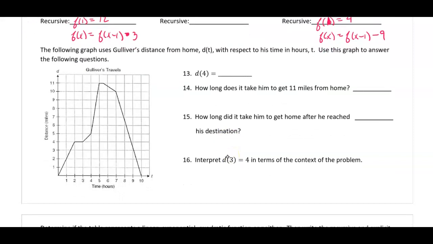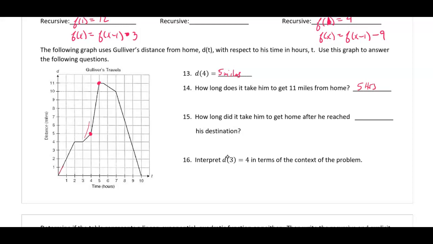Next one. Use the following graph to determine d of t with respect to t. Use this graph to answer the questions. What is d of 4? If I go to 4 on the x-axis and I go up, d of 4 is 5 miles. Okay. How long does it take him to get to 11 miles? Well, if I follow this graph up to a distance of 11 miles, how long did it take him? It took him 5 hours.